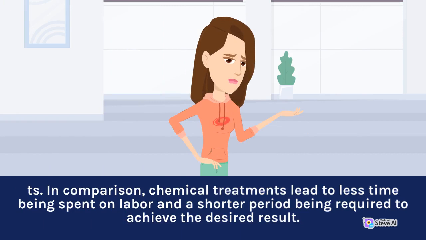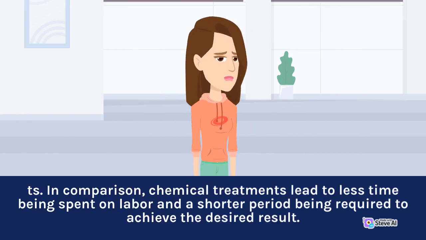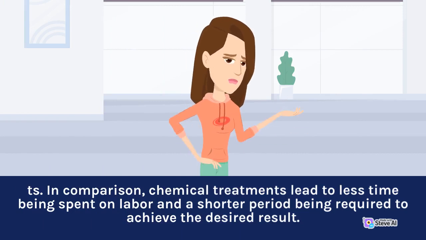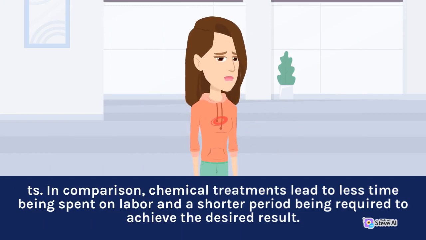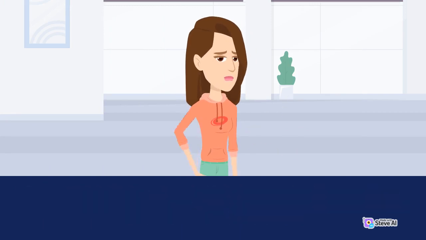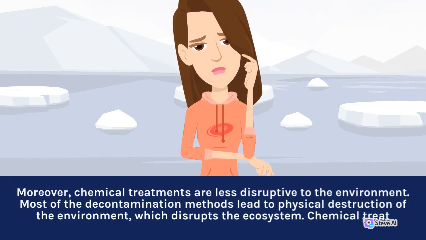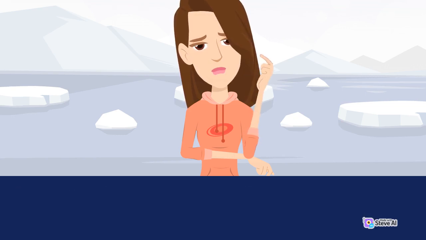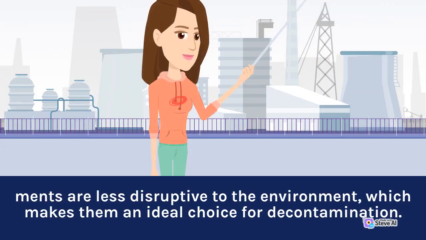In comparison, chemical treatments lead to less time being spent on labor and a shorter period being required to achieve the desired result. Moreover, chemical treatments are less disruptive to the environment. Most of the decontamination methods lead to physical destruction of the environment, which disrupts the ecosystem. Chemical treatments are less disruptive to the environment, which makes them an ideal choice for decontamination.